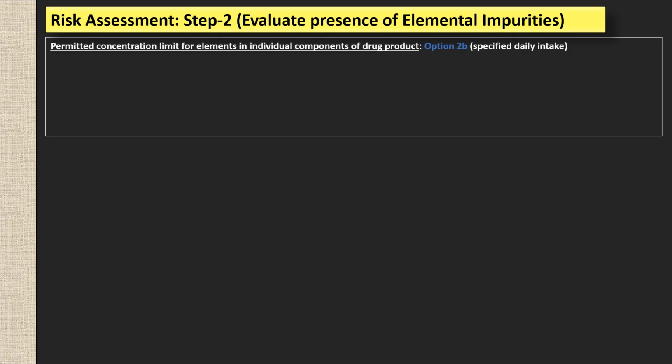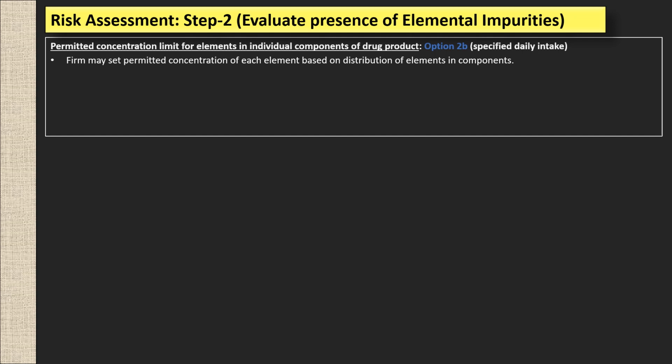Now we will understand option 2B. Here the permitted concentration limit for each elemental impurity is defined separately. In the previous two examples, that is option 1 and option 2A, for each elemental impurity there was a common defined limit. For example, we have seen in lead they gave in option 1 a limit of 0.5 and in option 2 for whatever components it is. But in this case we will see somewhat different.